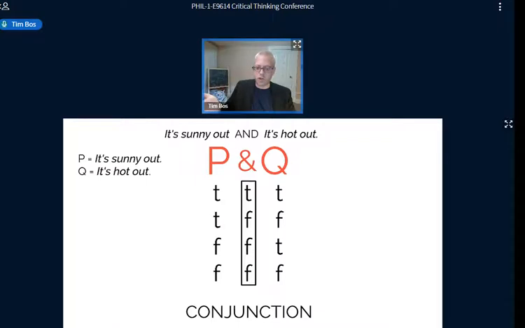The truth table is showing you, well, let's look at the possibility when P and Q are both true. Aha, then you've said something true. But if P is true and Q is false, you said something false. If P is false and Q is true, you said something false. If they're both false, you said something false. Okay.